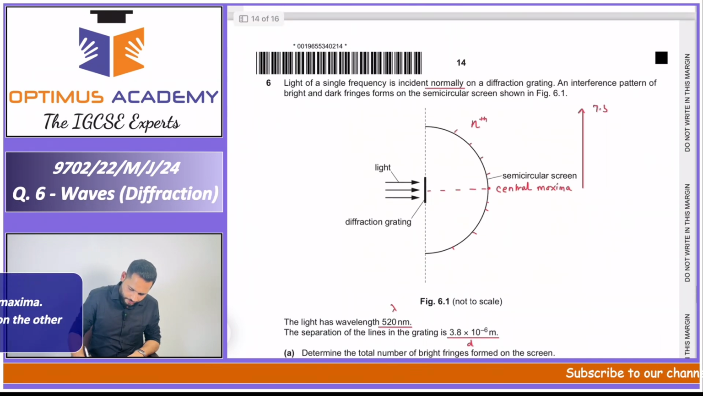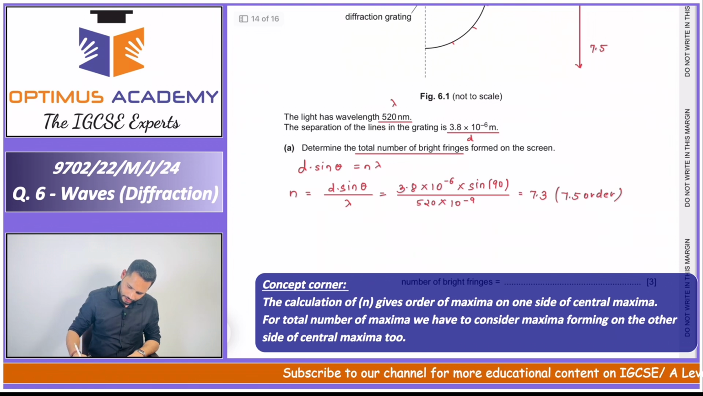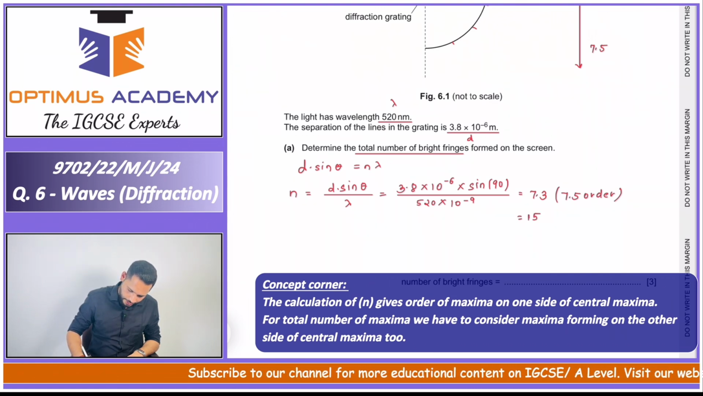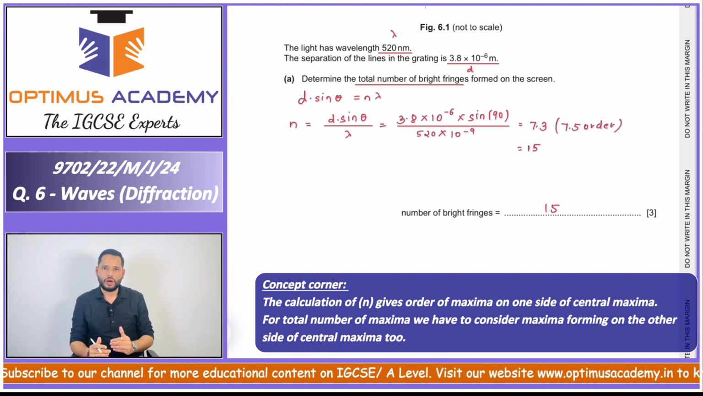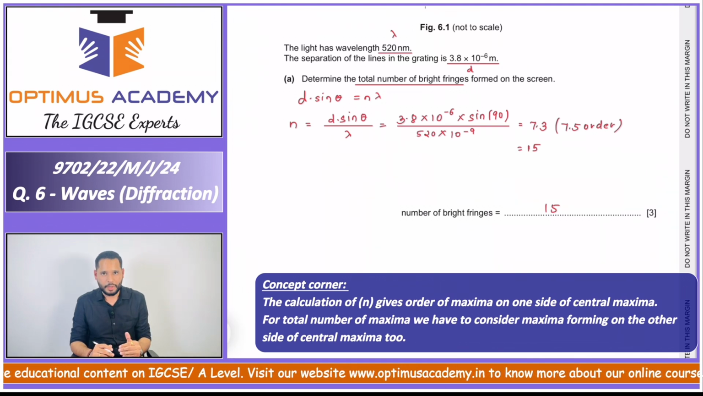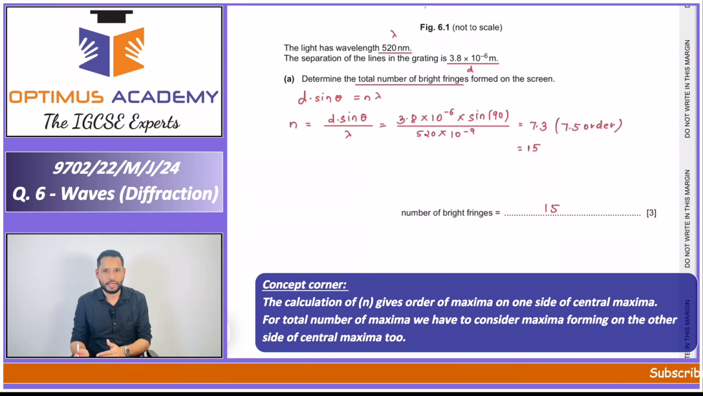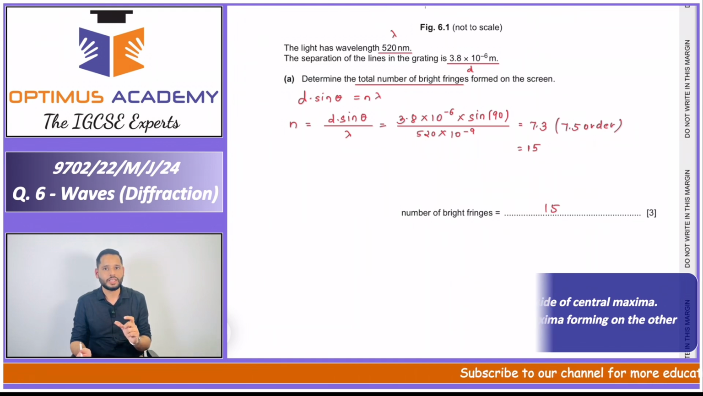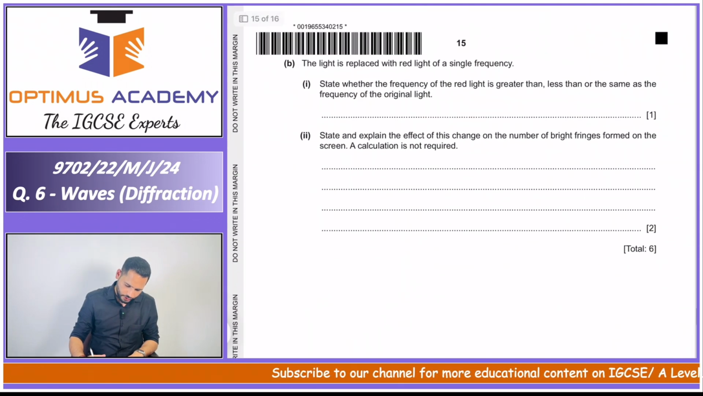We can consider it as 7.5. So 7.5 on the top and 7.5 on the bottom side, the total maxima are going to be 15 in number. So from the central maxima, the nth order on one side comes to 7.3, approximately 7.5, and on the bottom side we are going to get equal order of maxima. So 7.5 above the central maxima and 7.5 below the central maxima. The total bright fringes that we are going to get is 50. We will move to the next question.